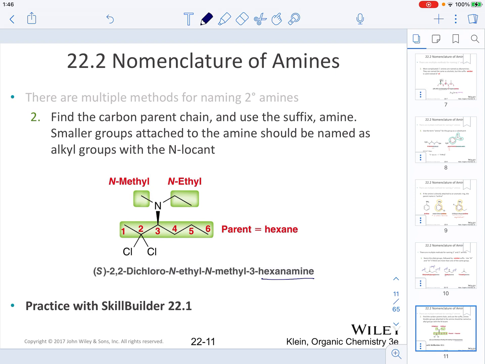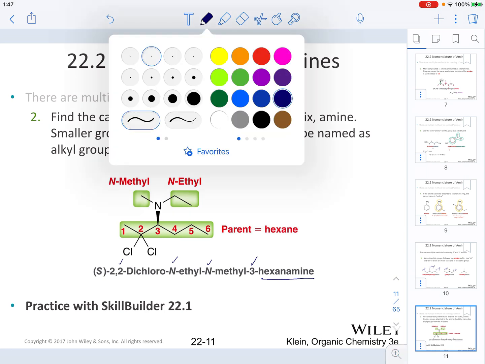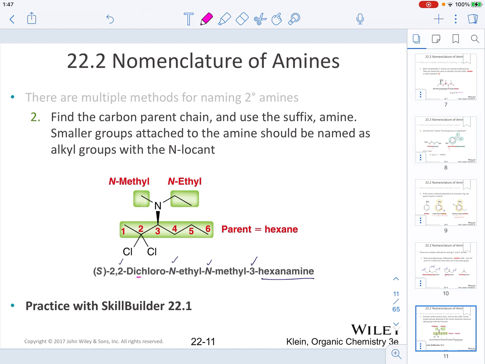And as you can see here, the complete name for this molecule is going to be (S)-2,2-dichloro-N-ethyl-N-methyl-3-hexanamine. The 3 is the location of the nitrogen in the parent chain. The N's that are utilized in the ethyl and the methyl illustrate the substituents that are bonded to the nitrogen, and the 2,2-dichloro symbolizes what is attached to that parent chain. Now, similar to what we have been doing in terms of naming, understand that every single one of these substituents, so the C in chloro, the E in ethyl, the M in methyl, needs to be alphabetized, and before them we are going to place their locant.